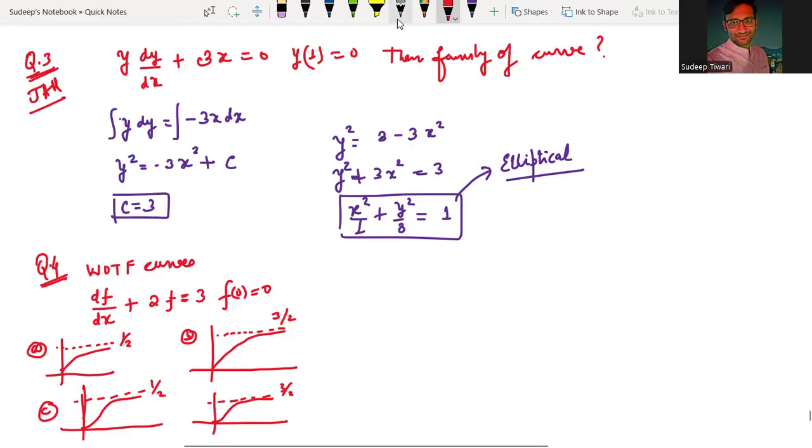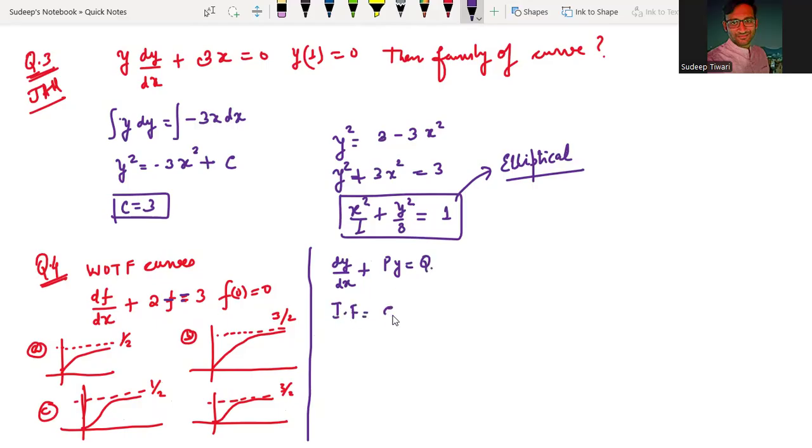It's simple. What we'll do, we'll simply solve this differential equation at first, and then see it graphically. So df by dx. You know this equation is of the form dy by dx plus py is equal to q, and you have to first find the integrating factor. The integrating factor will be e to the power integral of p dx, so it is simply e raised to power 2x. And then you can write y into e raised to power 2x is equal to the integral of 3 into e raised to power 2x dx, and from here you will get 3 by 2 e raised to power 2x plus some constant of integration.